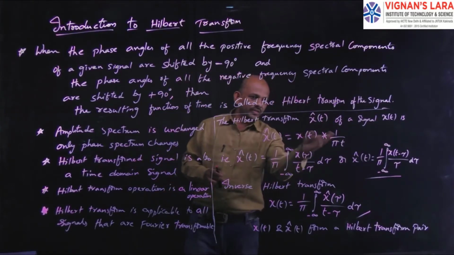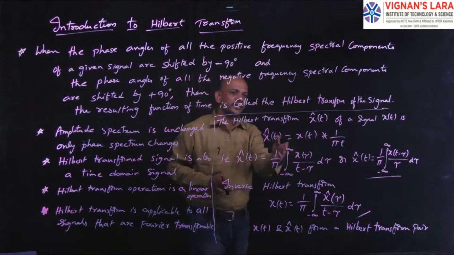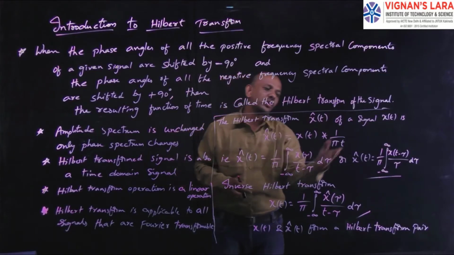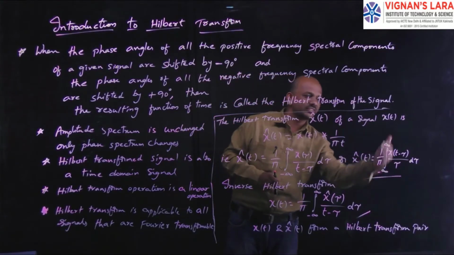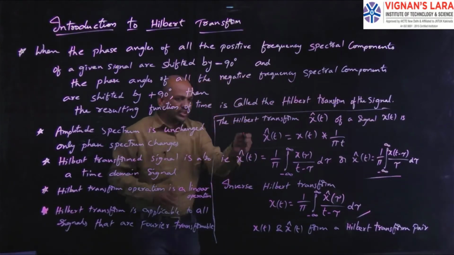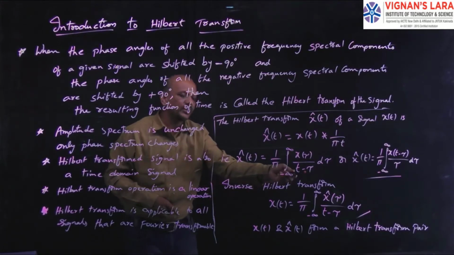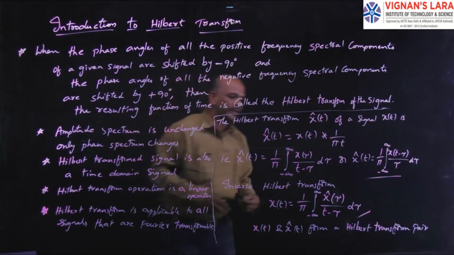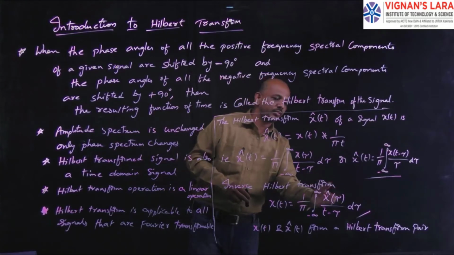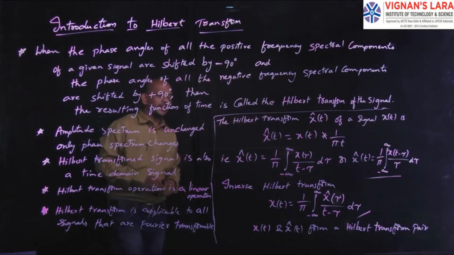If I apply the formula for this, I get x cap of t equal to 1 by pi times the integral from minus infinity to infinity of x of tau by t minus tau d tau, or x cap of t equal to 1 by pi times the integral of x of t minus tau by tau d tau. Now, if you know the Hilbert transform, from that we can get the original signal x of t, that is the inverse Hilbert transform: x of t equals 1 by pi times the integral of x cap of tau by t minus tau d tau. Here these two, x of t and x cap of t, form a Hilbert transform pair.